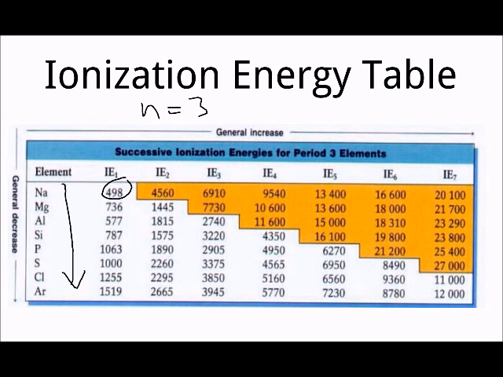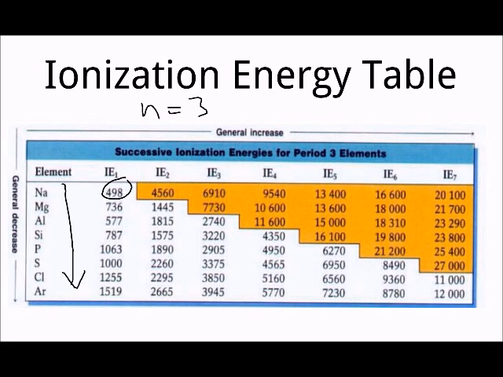So take a look at aluminum, 577, 1815, 2740. And then you go to silicon, 787, 1575, 3220, and then 4350. We're increasing with each one. So what is that telling us? It represents that when you're removing another successive electron from an atom, you're going to have to put in more energy. And that makes sense because as we continuously remove electrons, we're making it less and less stable. We're increasing the charge on the atom. And so it's going to require more and more energy in order to get the next electron in the valence shell out.